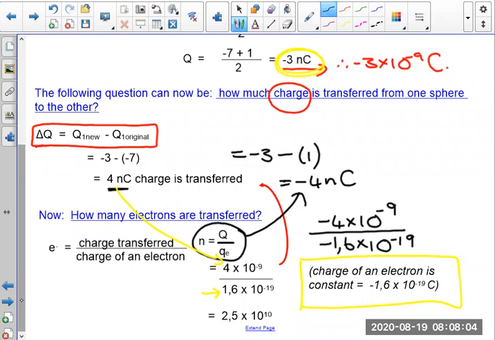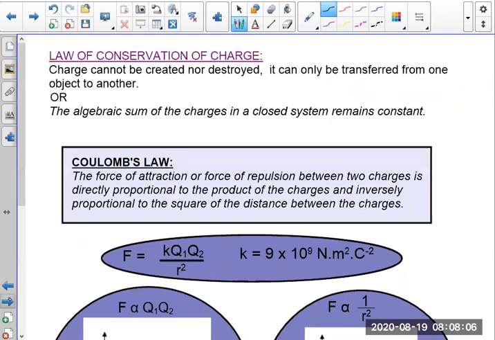The next one that we're going to look at is the law of conservation of charge. Now, any law, you need to know the definition of any law that they're going to give us. Now, the law is: charge cannot be created nor destroyed. It can only be transferred from one object to another. So we cannot say there is charge that is lost or energy that is lost. It can just be transferred from one object to another.